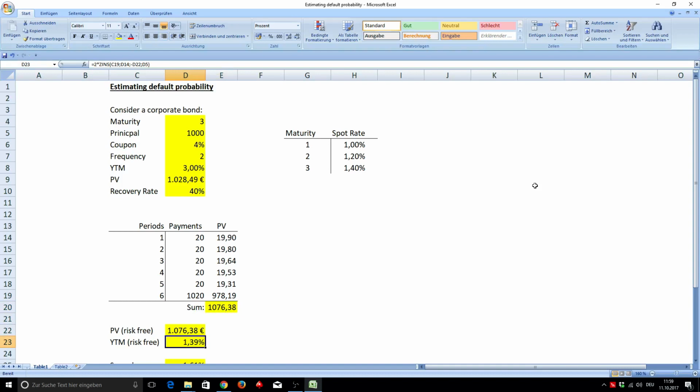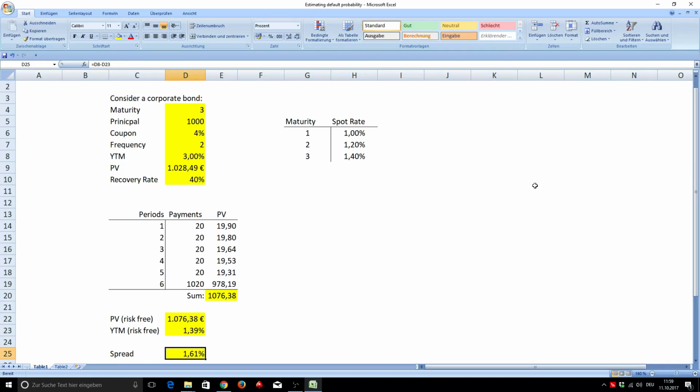So what we can do now is use the rate function in Excel to solve for the yield to maturity on this risk-free bond. In this example, it's 1.39%. So now we can calculate the credit spread. This is the difference between the yield to maturity on the corporate bond and the yield to maturity on the risk-free bond. In this example, this is 1.61%. So this is the extra compensation investors demand if they invest into the corporate bond instead of the risk-free one.